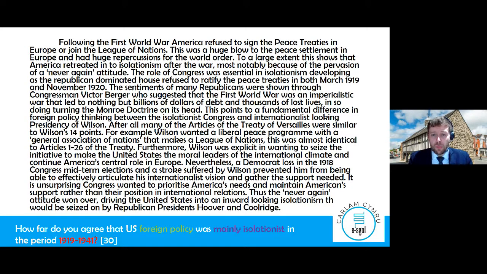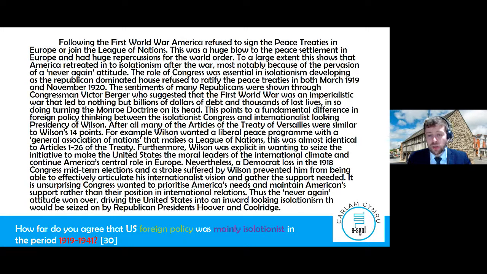The sentiments of many Republicans were shown through Congressman Victor Berger, who suggested that the First World War was an imperialistic war that led to nothing but billions of dollars of debt and thousands of lost lives, in so doing, turning the Monroe Doctrine on its head. This points to a fundamental difference in foreign policy thinking between the isolationist Congress and internationalist-looking presidency of Wilson. After all, many of the articles of the Treaty of Versailles were similar to Wilson's 14 points.